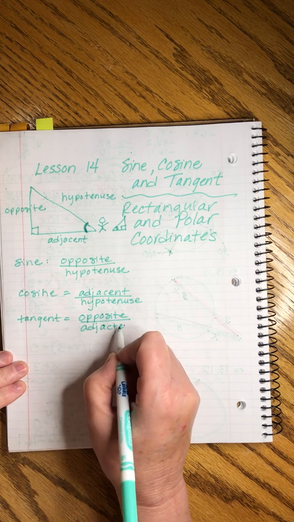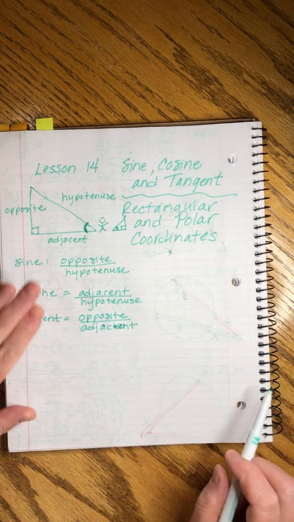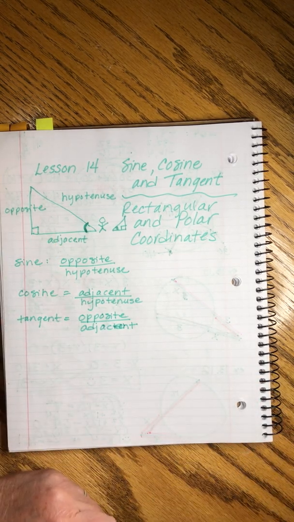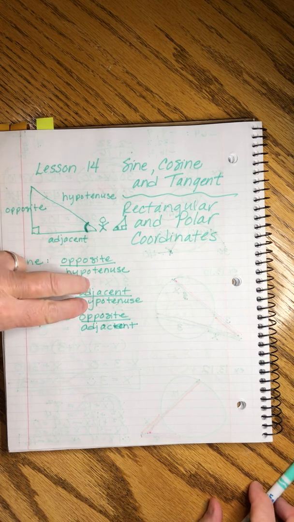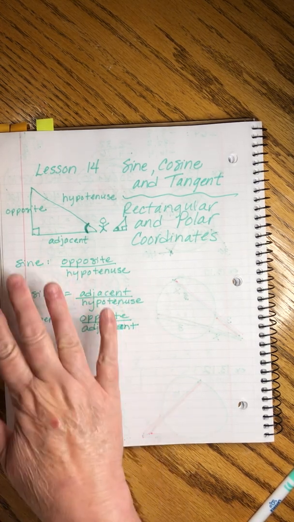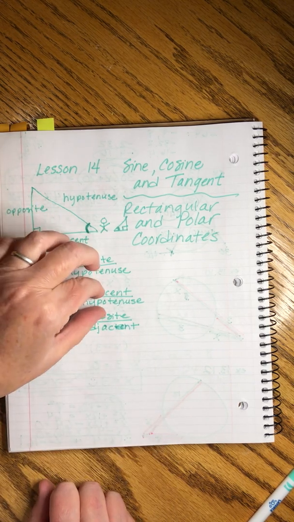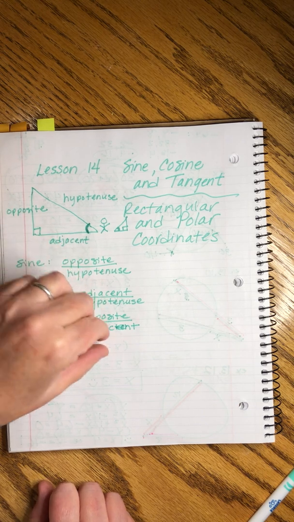And tangent, opposite over adjacent. I spelled it wrong. Okay? So there are the three pairs that are compared, and we give each ratio a special name. We'll talk later about why they have those names, but for now just consider them to be random. What's important is that you understand we're just making fractions of those pairs.